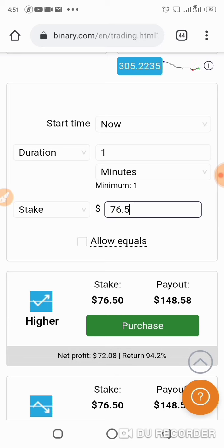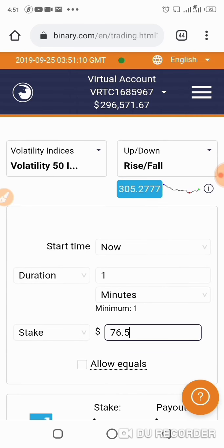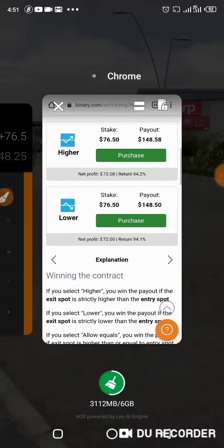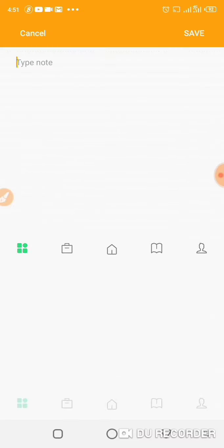In the other video, I'll be explaining how to look at your time before trading, how to look at your seconds before placing a trade, and what you need to do. So before I go there, let me save this on the notepad.